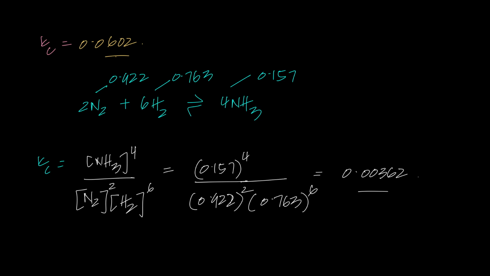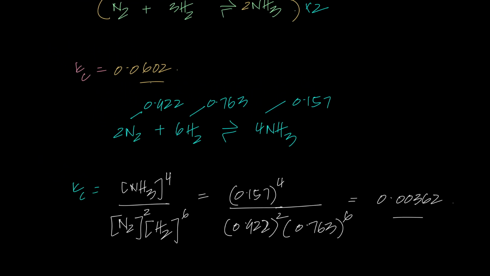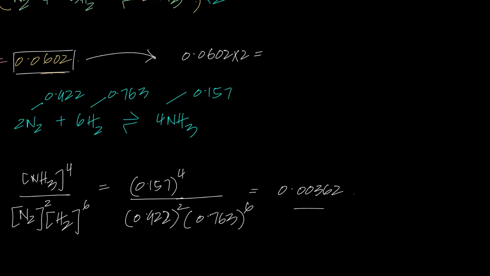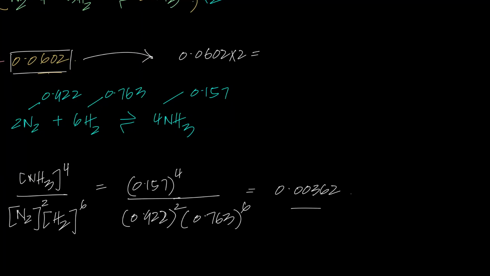Can you guys do me a favor? Can you multiply this entire thing with 2 just like Raima said? Because you're multiplying the equation with 2, can you multiply the Kc with 2 as well? Let's see if Raima is right. You get 0.1204, Raima. Is this matching this? It's not, right? So it must be something else.